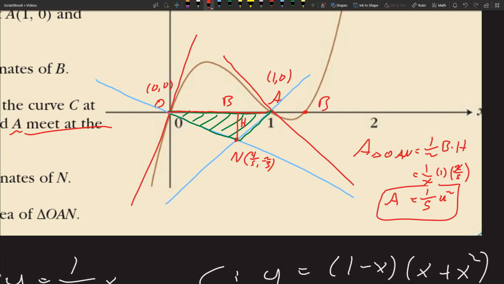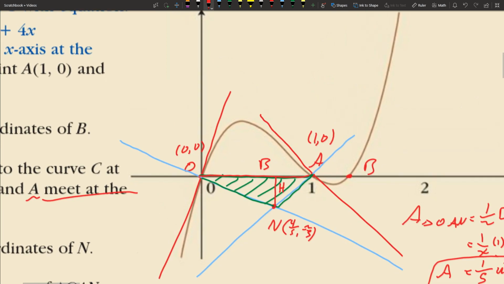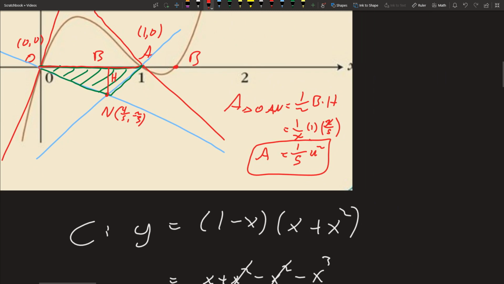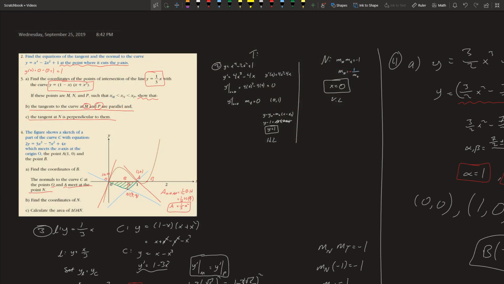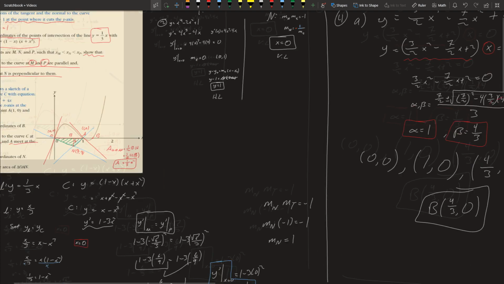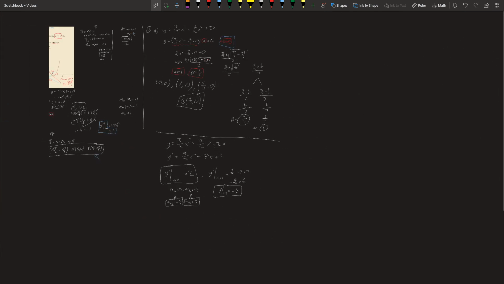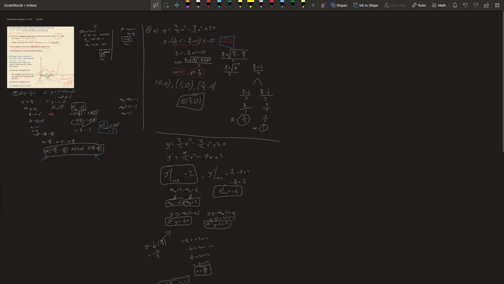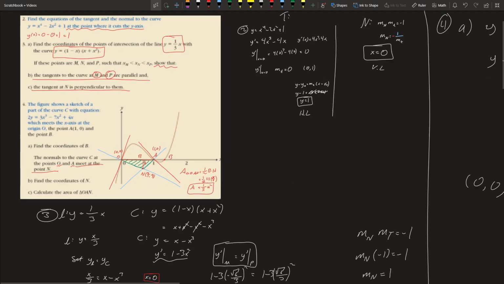Don't forget to put the square units, even though they didn't give us any units. That's why we put u squared, which is square of whatever units we have, okay? So we finished question 4. I think this one was easier than question 3, but they're both equally as important, and probably both of them will come in written. So make sure that you know questions 3 and 4, okay? Those are like the most important questions.